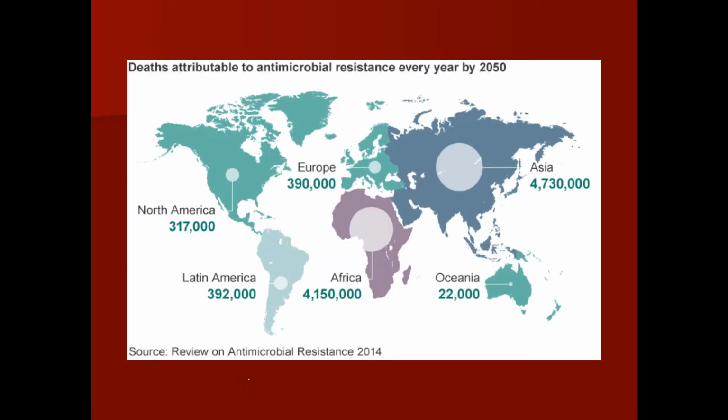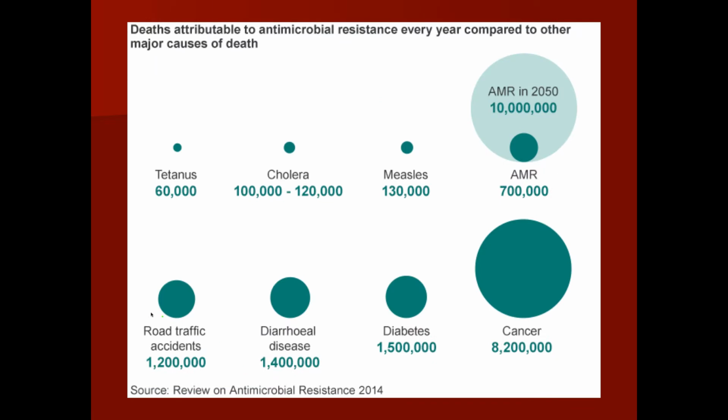And these are a little more recent, updated information on the gravity of the issue and the amount of deaths that are attributable to antimicrobial resistance. And this is a forecast of what they think is going to happen by 2050. Here we have, just for comparison's sake, what the deaths are that are caused by tetanus, okay? And here we see cholera, we see measles, how many people are typically killed by these particular diseases. Road traffic accidents, right? Pretty big.